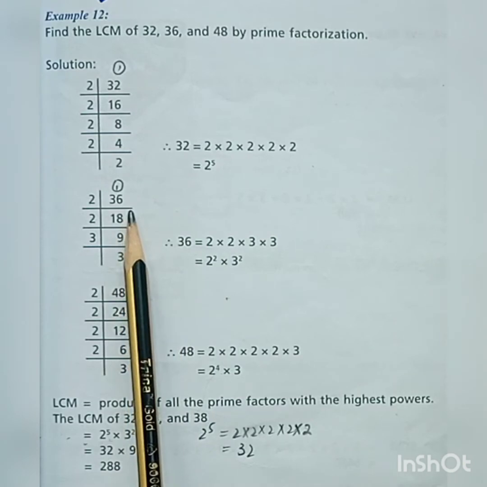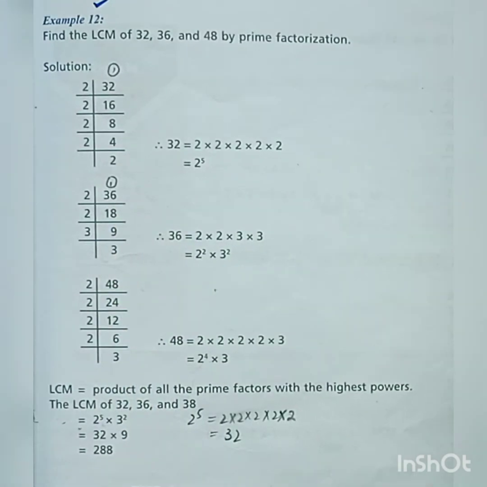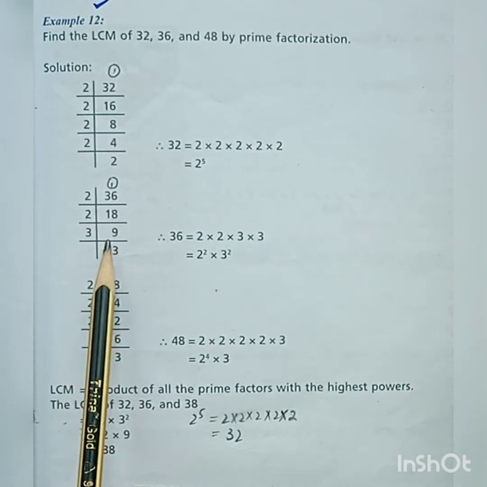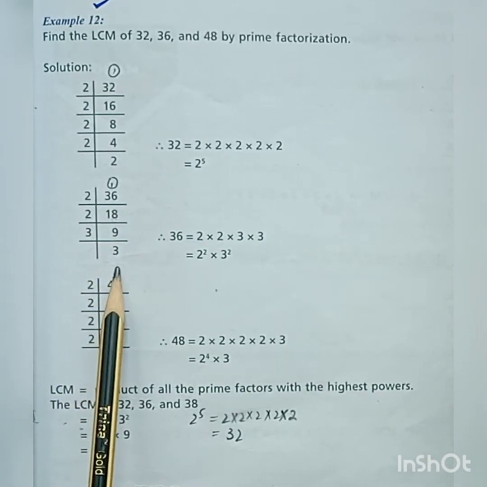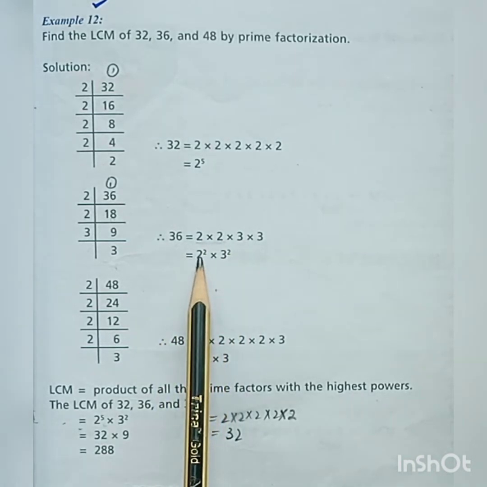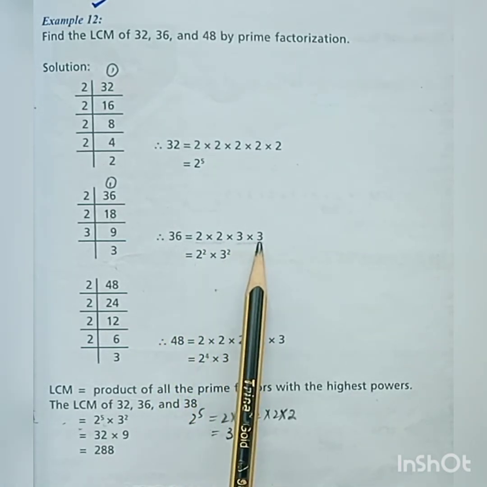Next, find the prime factors of 36. Start with the smallest prime number 2. 2 1s are 2, 2 8s are 16, 2 9s are 18, 3 3s are 9 and 3 1s are 3. These are the prime factors of 36. 2 is being multiplied 2 times, so 2 square, and 3 is being multiplied 2 times, so 3 square.